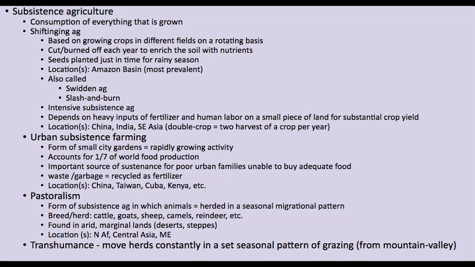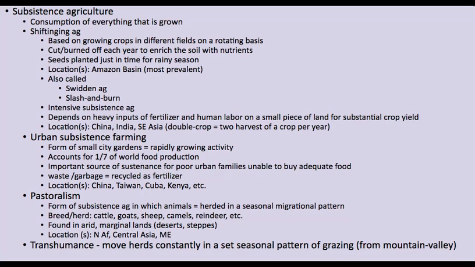And then, of course, you're going to cut it down and burn what is there to enrich the soil with nutrients. Seeds are planted just in time for the rainy season. Where you're going to see this most prevalent is in the Amazon basin. Shifting cultivation, or shifting agriculture, swidden agriculture, slash and burn, they're all the same thing, different names for the same process, and they're more common in tropical climates. Overall, it's intensive subsistence, meaning that it requires a lot of people and a lot of work to get anything out of it.